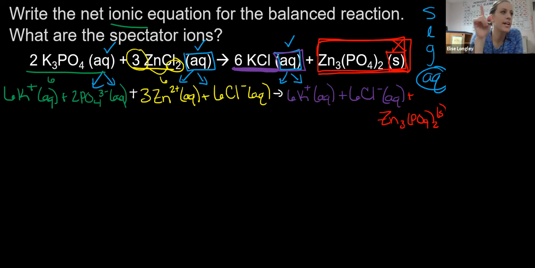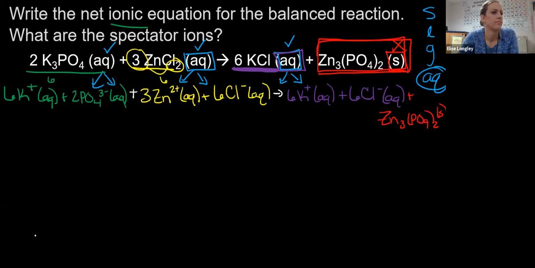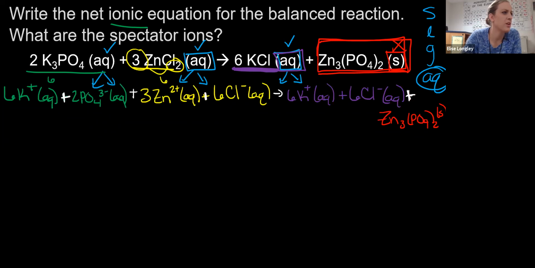So Dia, remind me of what I said net ionic equation meant. What did net ionic equation mean? When something changes. So it's only the part of the equation that's left over after we cancel everything else out. It's the part that changes. So what do you think we cancel out?